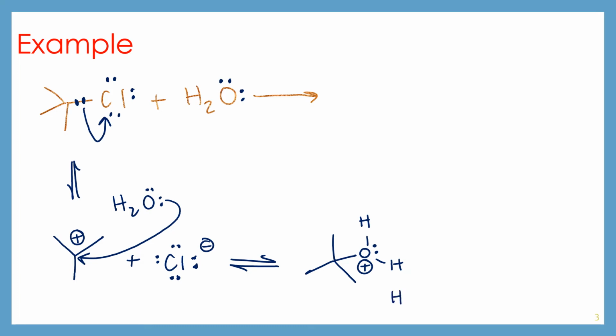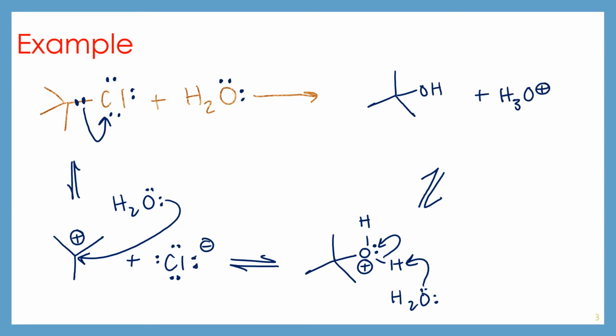Another water molecule can come along and deprotonate. And that's going to give us t-butyl alcohol plus H3O+ and chloride as one of our side products.